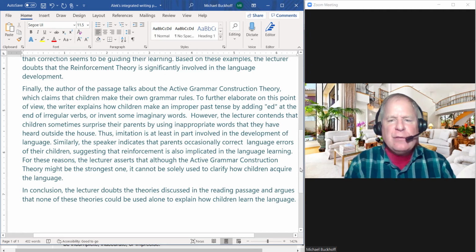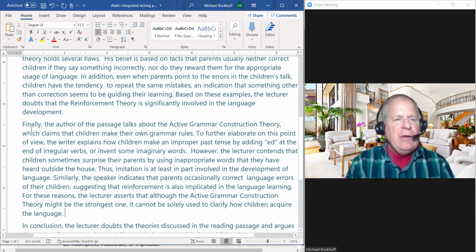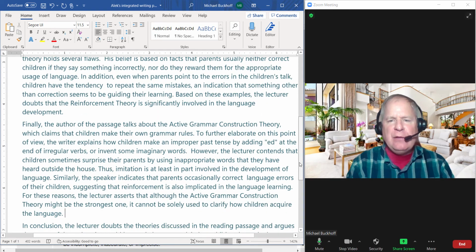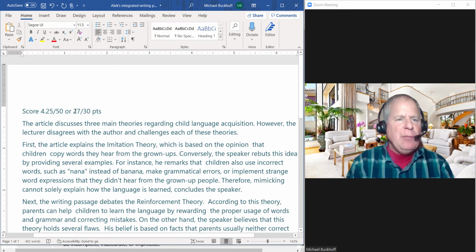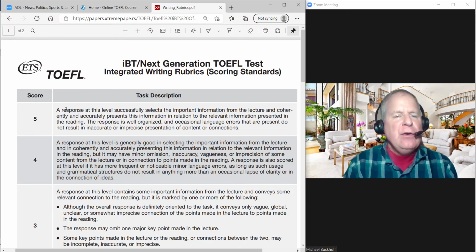So that's why I started at 25, but I looked at this one paragraph here and I had to make a bigger change there. You see that? So I'm going to put you around 27 points out of 30 on this. Let's say it's close to the 5. Let's read what it says.